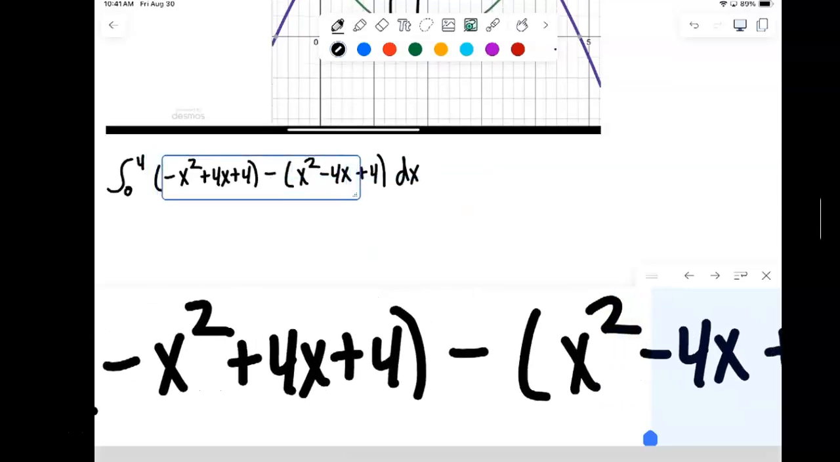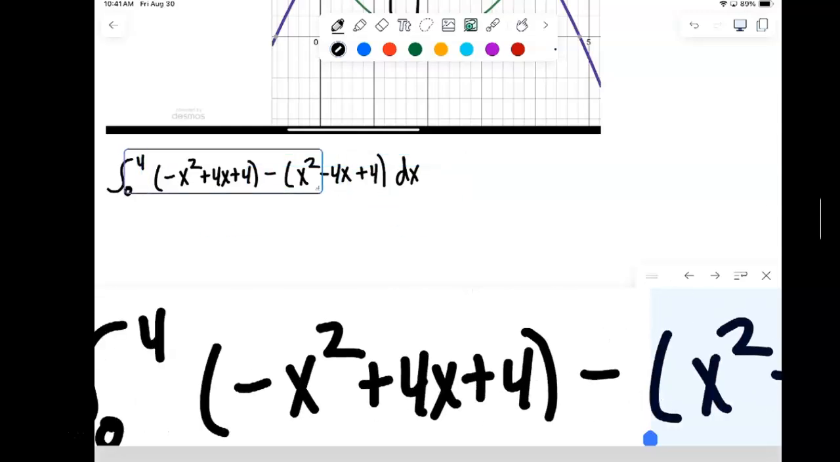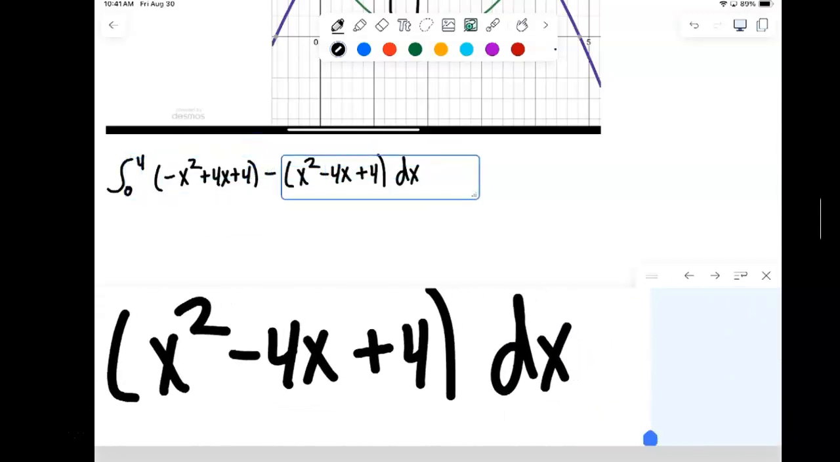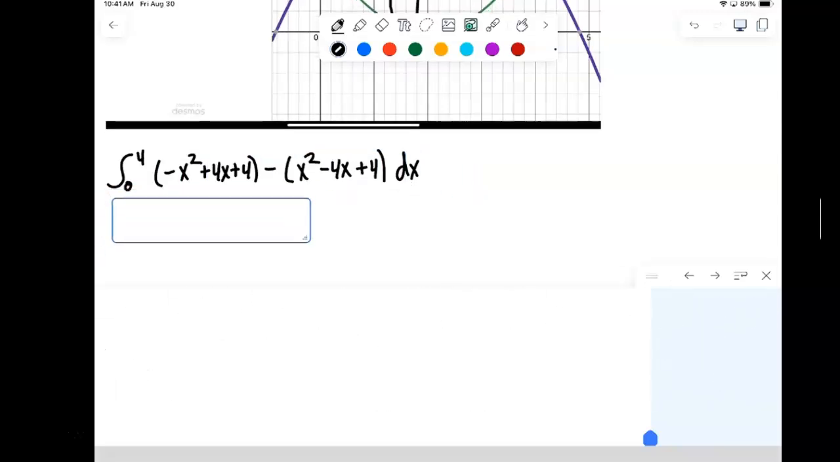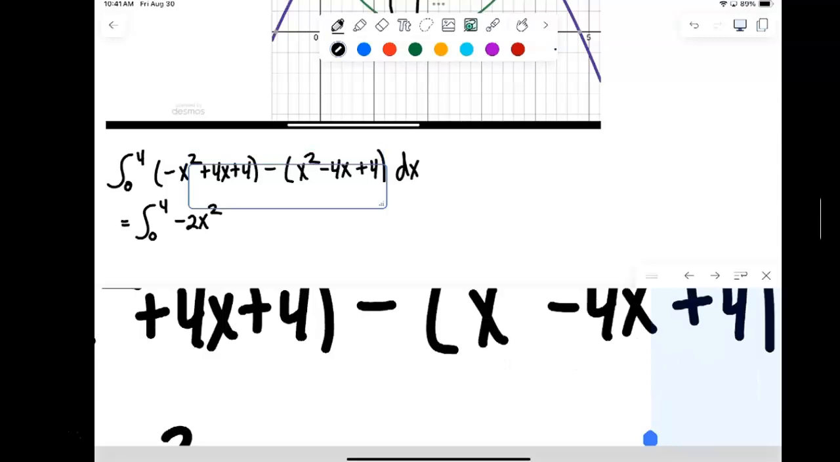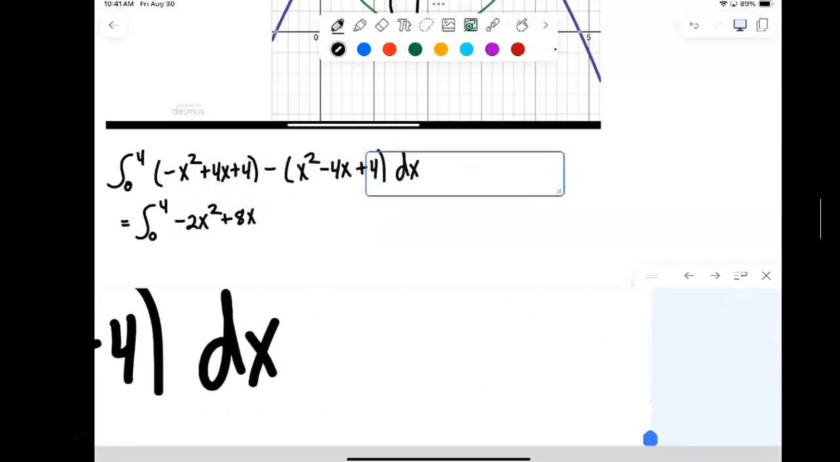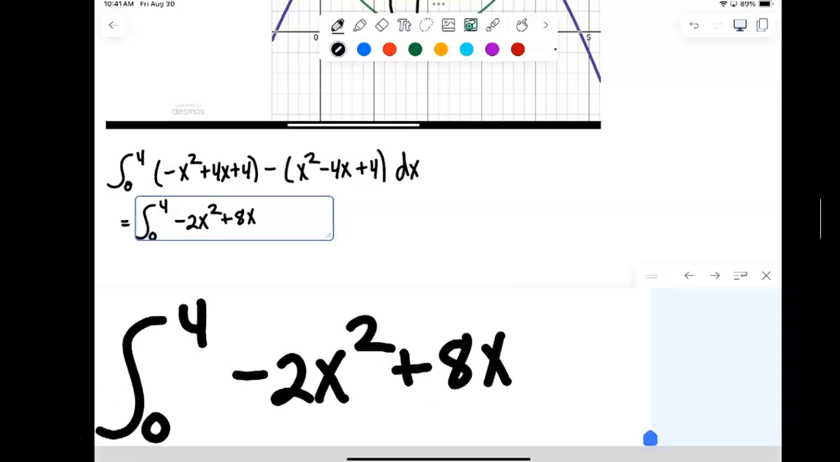So I'm going to do a little bit here without writing everything down. As I distribute my negative through, that's going to make that minus x squared. So I'm going to have a negative x squared and a minus x squared. So this is going to be the integral from 0 to 4 of negative 2x squared. Then I'm going to have a plus 4x and another plus 4x. So that'll be plus 8x. And then I'm going to have 4 minus 4. All right, they both just go away. So the constant terms here cancel out, and that's just dx.